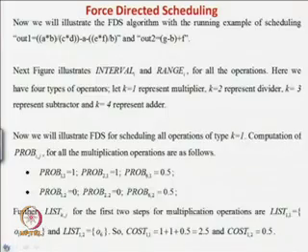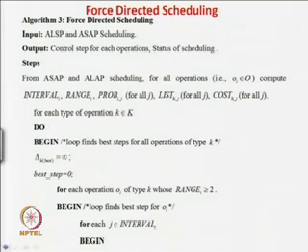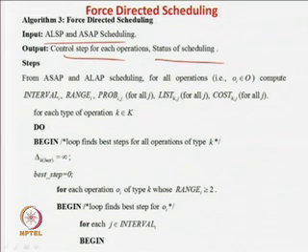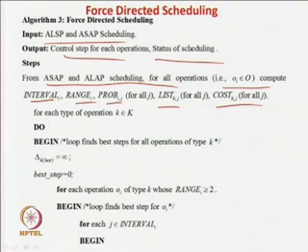So, now we will go for the formal algorithm. What are the inputs? As soon as possible and as late as possible, then control steps. You have to give an output, and you have to give the scheduling. Now, using the as soon as possible scheduling, for all operations you compute interval, range, probability, least and cost. Whatever variables we have already defined, we have to compute.